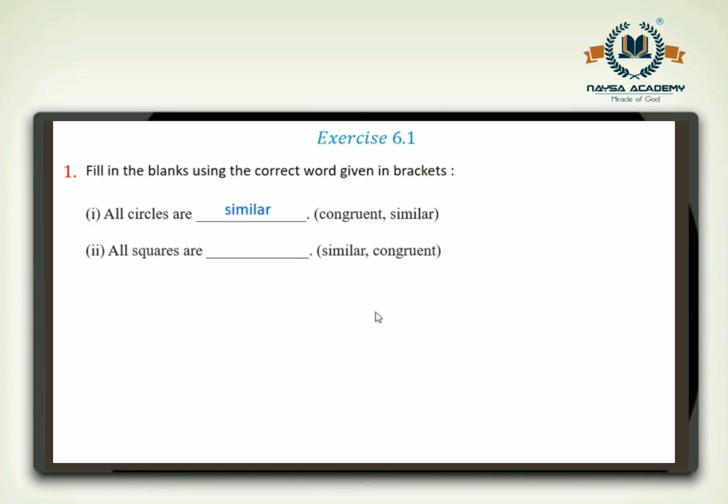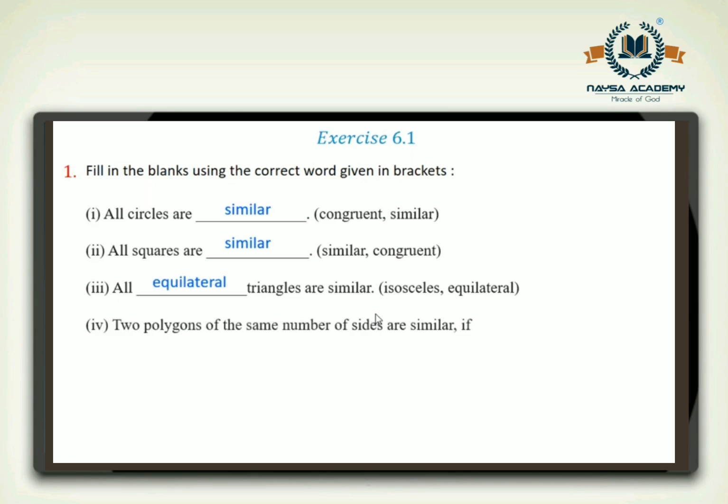Second, all squares are dash. Again they are similar, we have seen. All dash triangles are similar, isosceles or equilateral? The answer is equilateral triangles. For isosceles triangles, the equal sides of one triangle may be bigger than the equal sides of another isosceles triangle, but if this bigger isosceles triangle has a smaller base, then in that case they are not similar. So all equilateral triangles are similar.